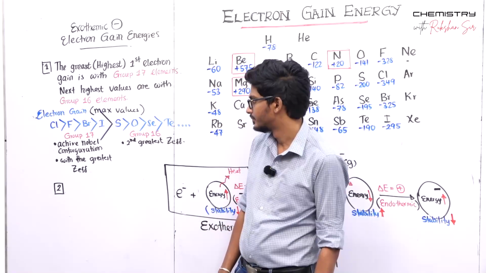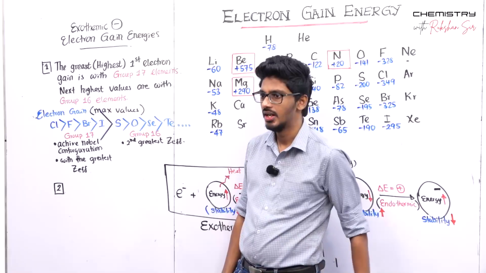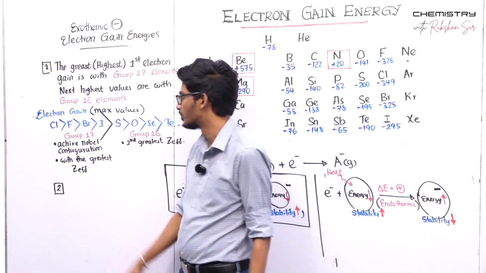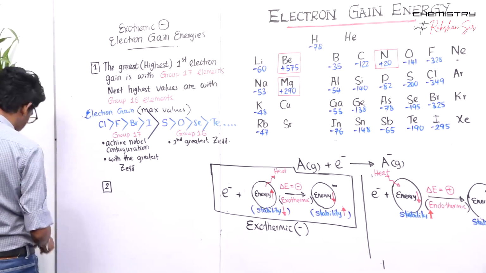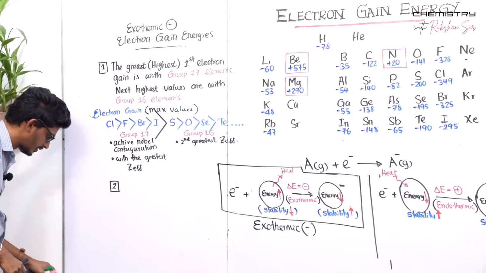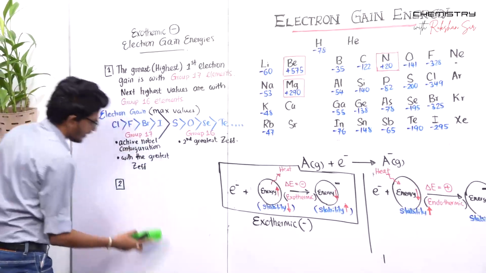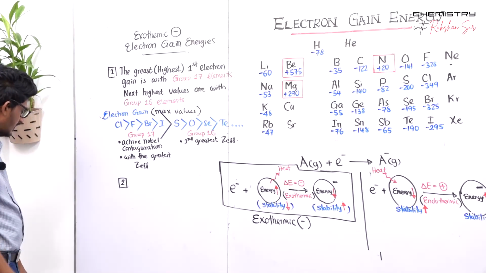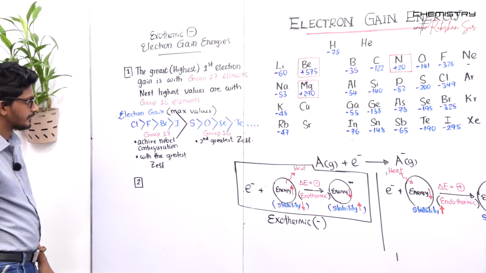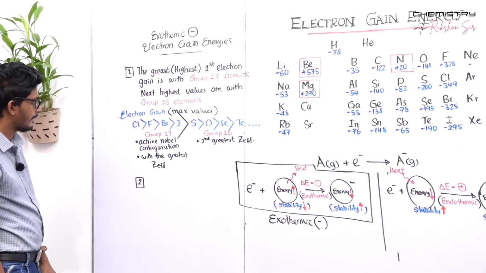So you can pause and write the stuff. Then I'll come up with the second point. The second point you should know about these electron gain trends. These are the greatest values. Okay, let's see the next things.